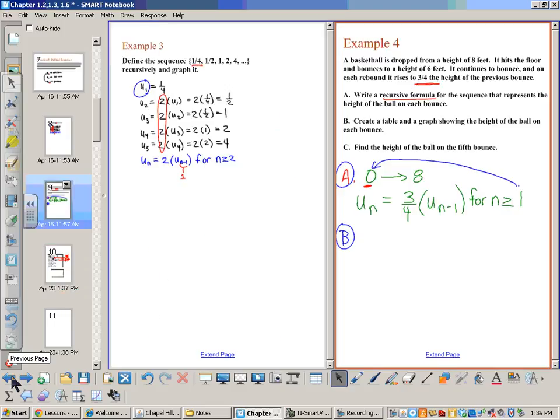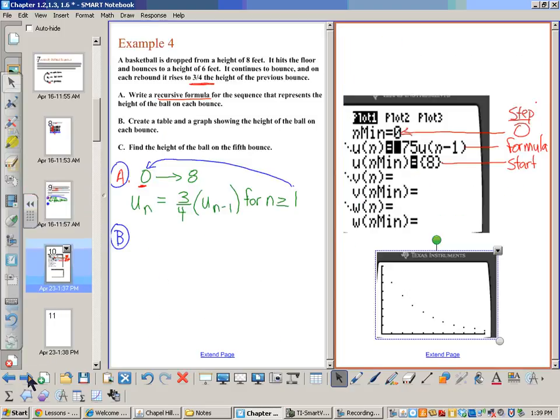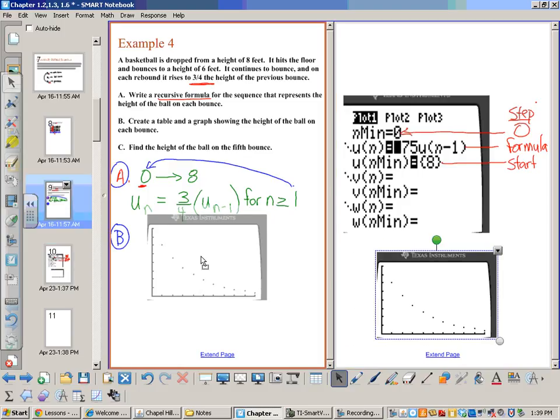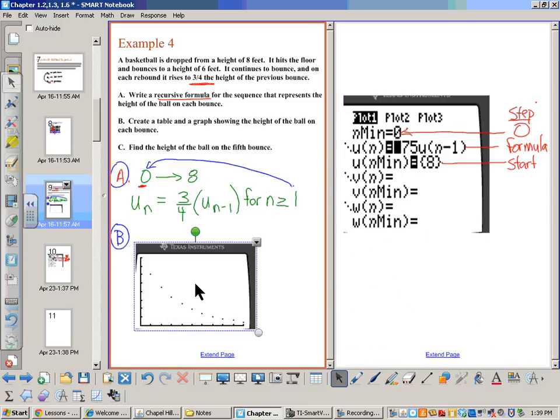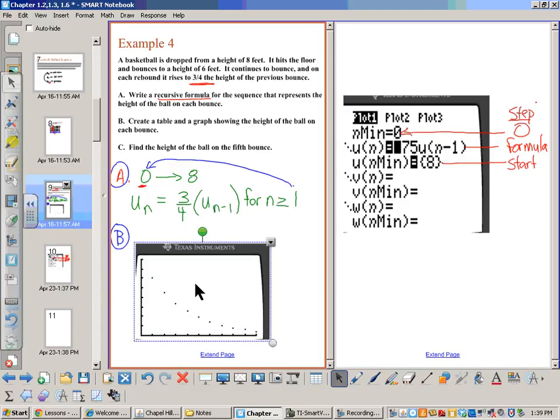Okay, now we have all the information I think we need for this. So for this problem now, you can see each of the bounces. It started here at a height of 8, and you notice going down 3/4 each time. Okay, so there we have our graph, and that shows us 10 bounces.